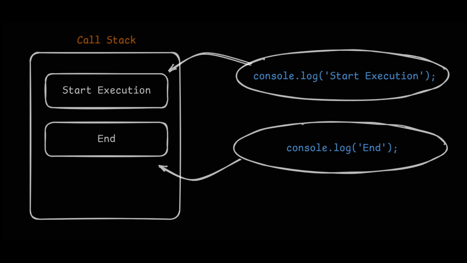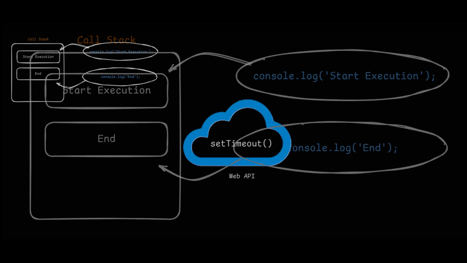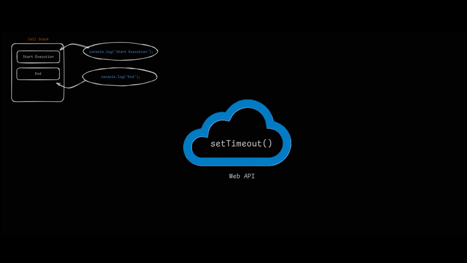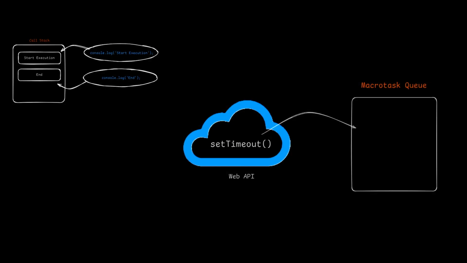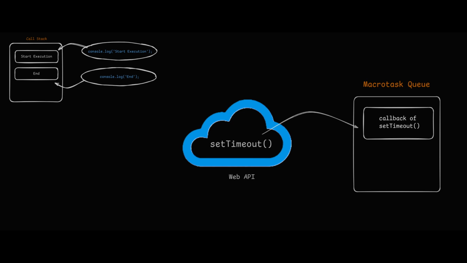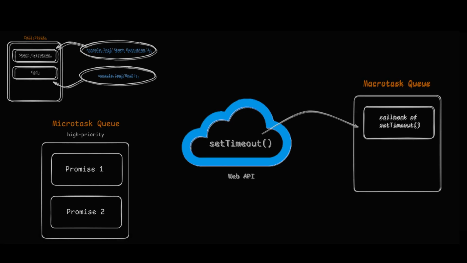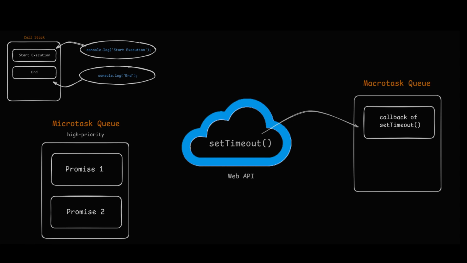During this, setTimeout is handed to the Web API. Its callback is placed in the Macrotask Queue. Promise.resolve.then is also found, and its first callback, promise1, is placed in the high-priority Microtask Queue.